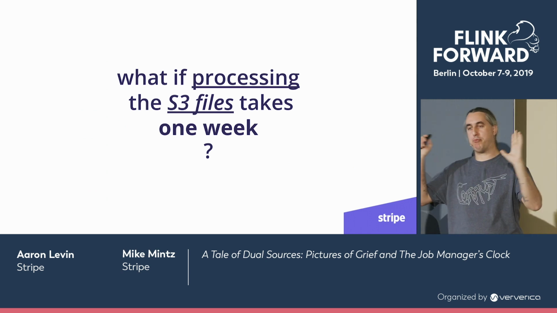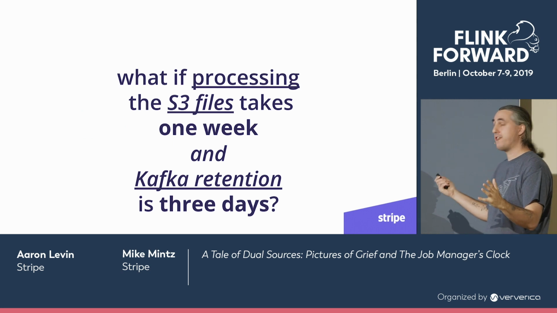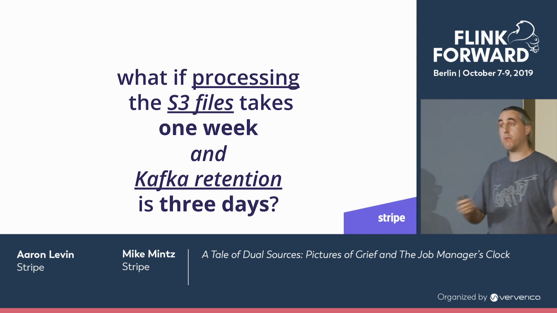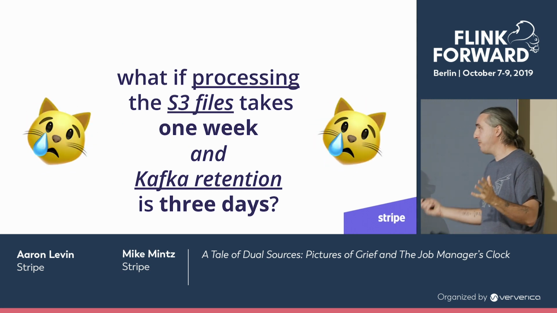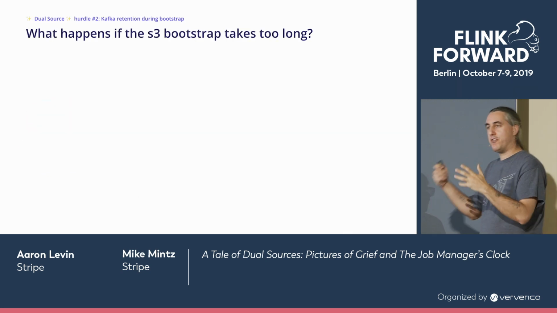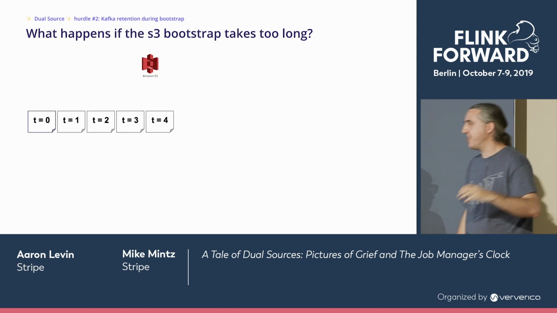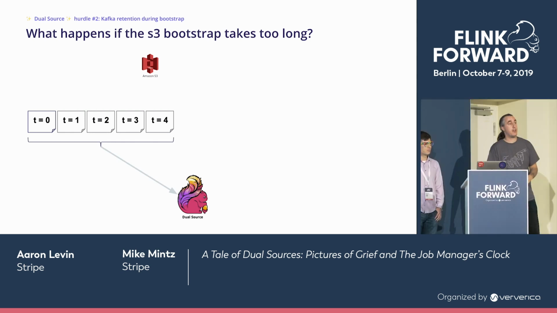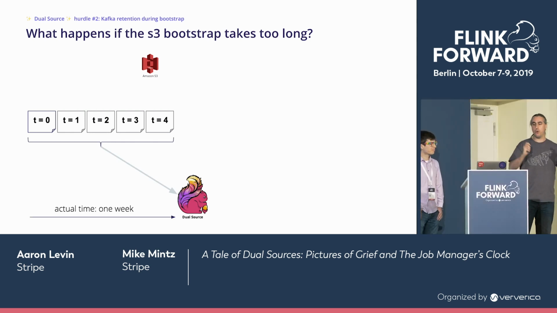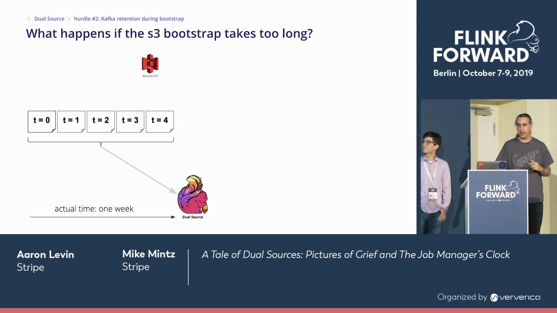Because what if processing all those files takes 1 week and our retention is only 3 days? It means that when we go to hand over, we're going to miss some data. And nobody wants that. So let me explain visually so that you can really internalize the struggle that we're experiencing. Here is our deterministically ordered set of files that we are reading into our dual source. Suppose this takes one whole week to process in real time.